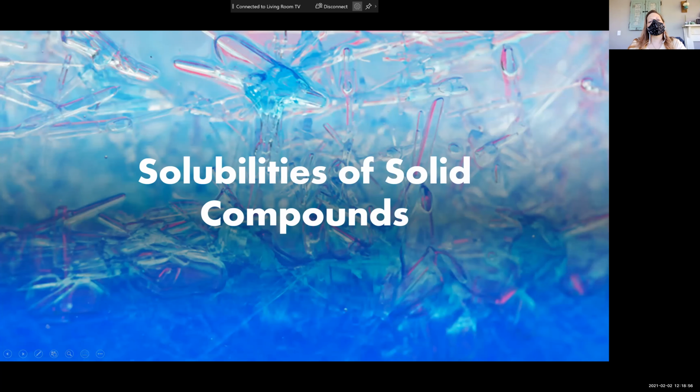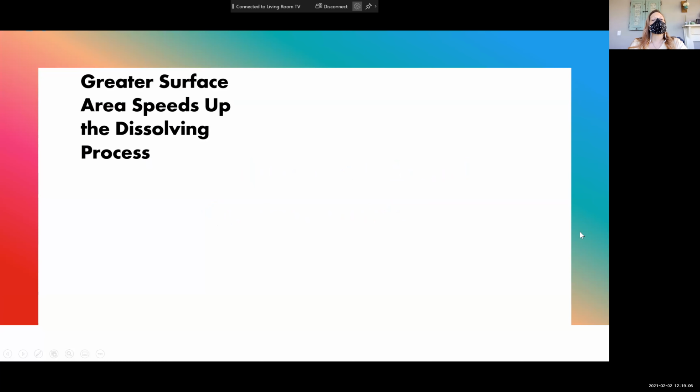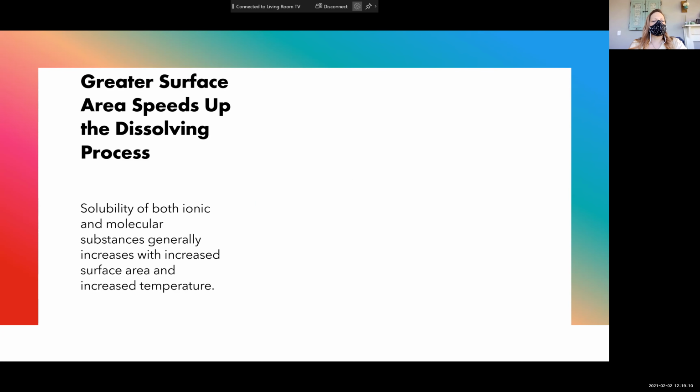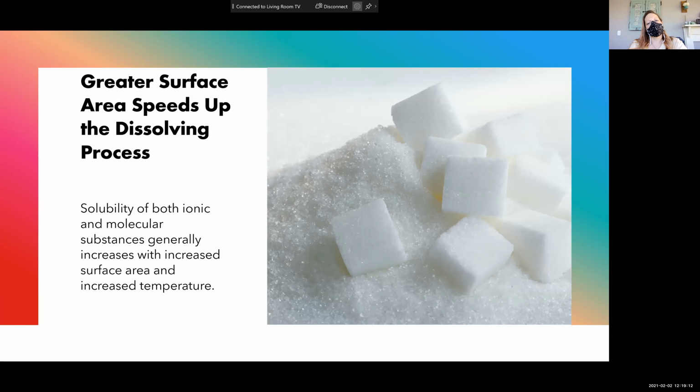All right. So solubilities of solid compounds. This kind of looks like our crystals that we got in that volumetric flask that were really cool. All right, so greater surface area speeds up the dissolving process. So here's your good example, your sugar versus your sugar cubes. Solubility of both ionic and molecular substances generally increases with increased surface area and increased temperature.